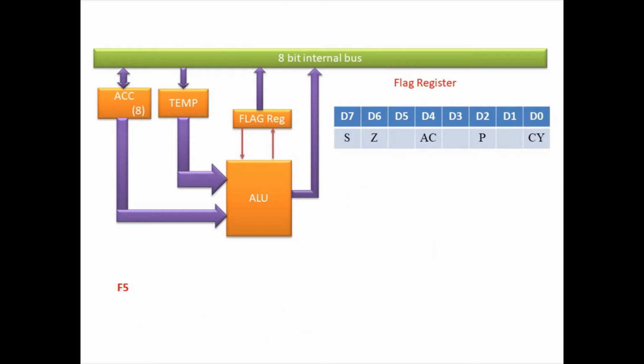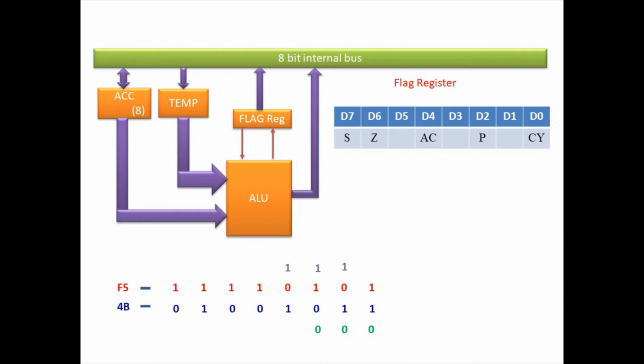Next, we're going to discuss the auxiliary carry flag. For that, again I'm going to take two data. One is F5, as we have taken already. The next one is 4B. Let me write this 4B. Now add it. 1 plus 1 is 0 with carry 1. Again 1 plus 1 is 0 with carry 1.